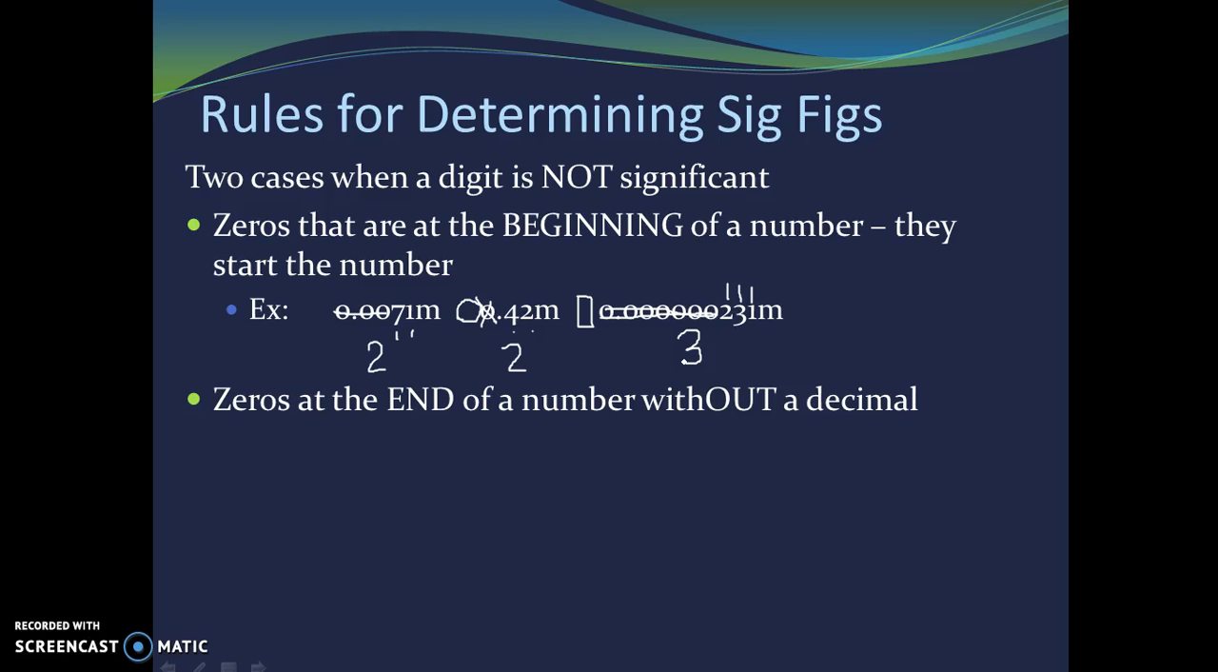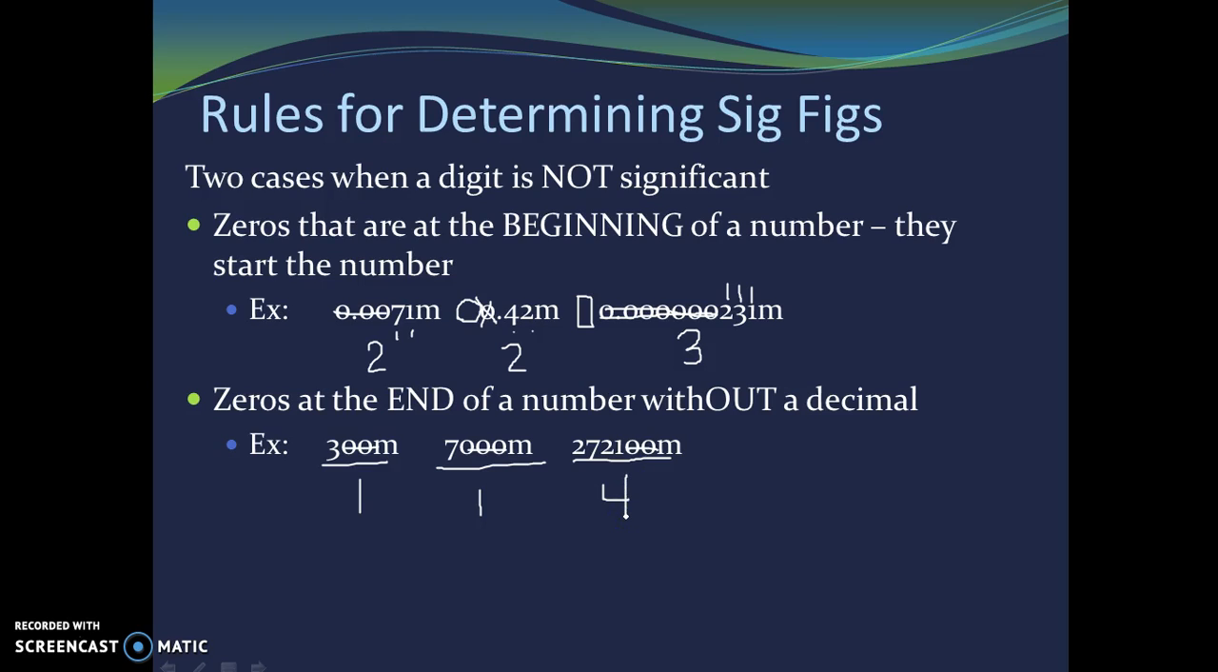If there are zeros at the end of a number without a decimal, you just have 100, not 100.0, just 100, then those zeros are not significant. 300 meters. Decimal here? No. Zeros at the end? Don't count. This measurement has 1 sig fig. 7,000. Is there a decimal here? No. Zeros don't count. 1 sig fig. 272,100. Is there a decimal here? No. Zeros at the end don't count. This guy has 4 sig figs.